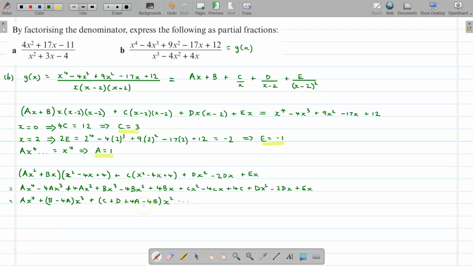Because at this point I can see that b minus 4a, that's the x cubed term, I can match to this, which is minus 4. But I know that a is 1, so b minus 4 is equal to minus 4, which means that b is 0. And that's a perfectly valid answer. That often is the case. So there isn't a b term, but there could have been, so we had to include it.